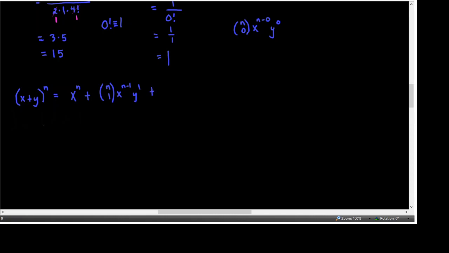For the next one, it'll be n choose 2, x to the n minus 2, y squared. And hopefully you're seeing the pattern. What would the next one be? n choose 3 times x to the n minus 3 times y cubed.